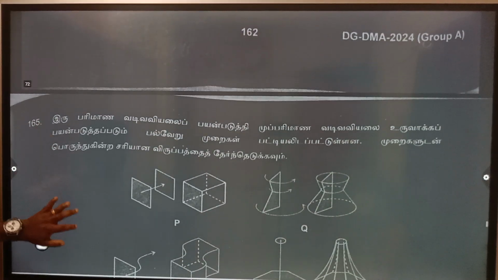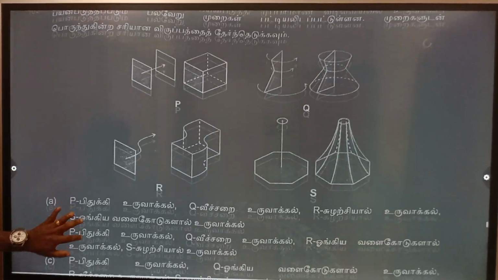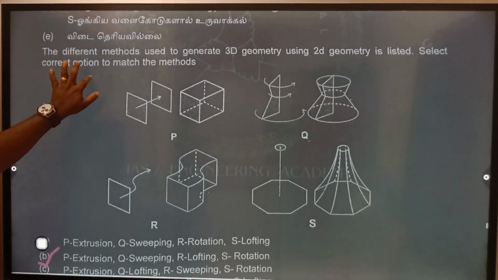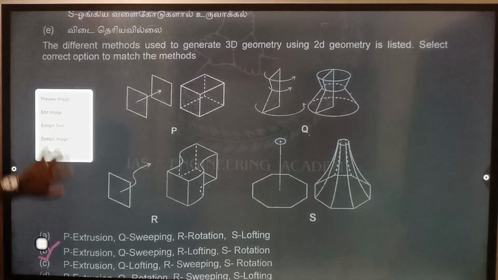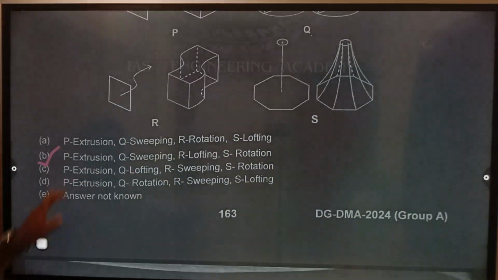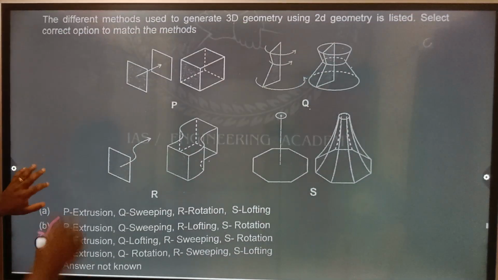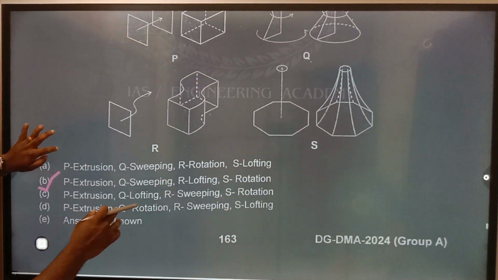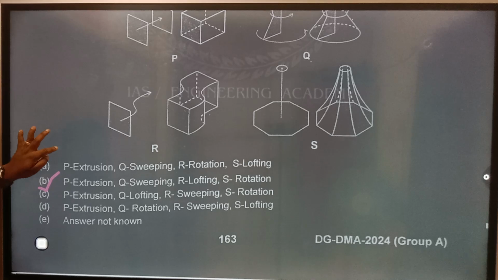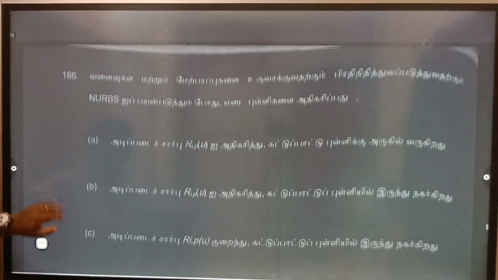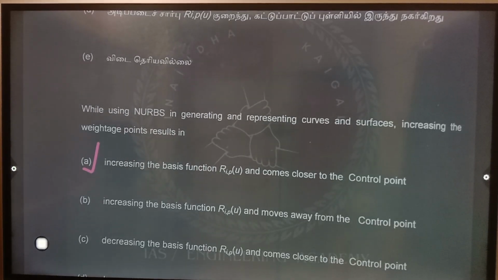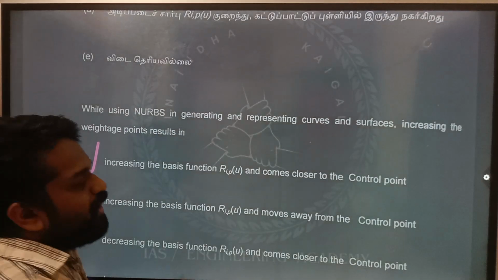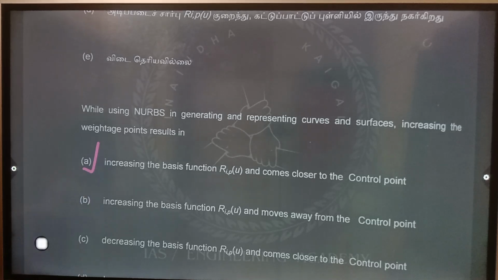Next, 165. The different methods used to generate 3D geometry using 2D geometry is listed. Select the correct option to match. Okay, answer is B. Extrusion, sweeping, lofting, rotation. B is the answer. 166. While using NURBS in generating and representing curves and surfaces, increasing the weightage. Answer is A. Increasing the basic function R and comes closer to the control point. A is the answer.